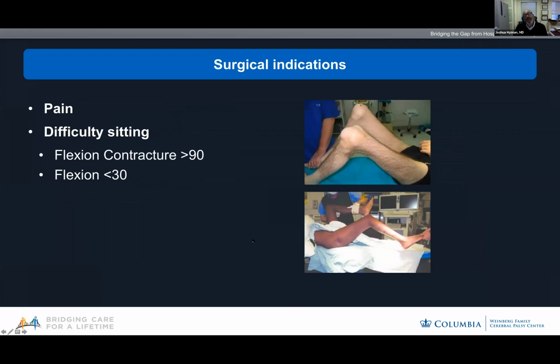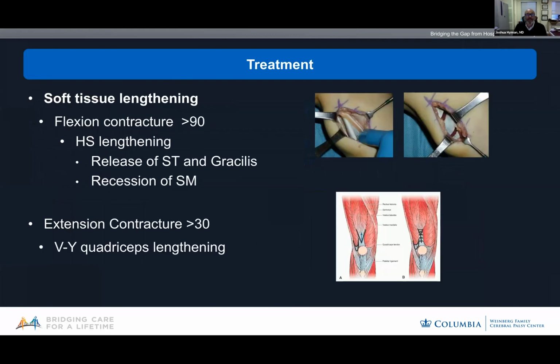Once the contractures get to be too great, they have pain, and then they develop difficulty with sitting, then we have to employ surgical measures. These tend to be soft tissue lengthenings. For flexion contractures greater than 90 degrees, we'll do hamstring lengthenings with release of the semitendinosus and gracilis muscles, and then recessions of the semimembranosus muscle. If the problem is more of an extension contracture, then we can do lengthening of the quadriceps tendon.